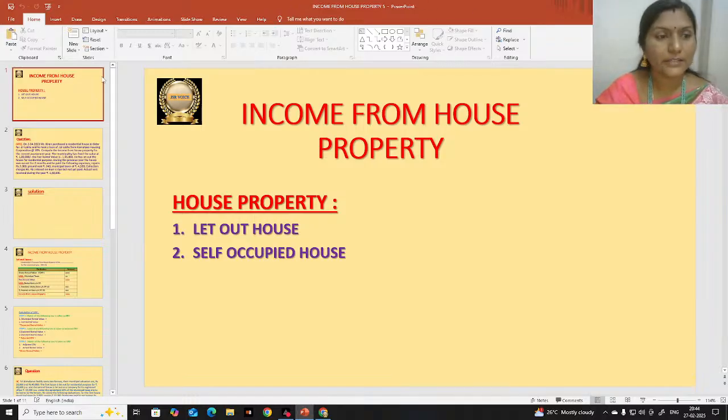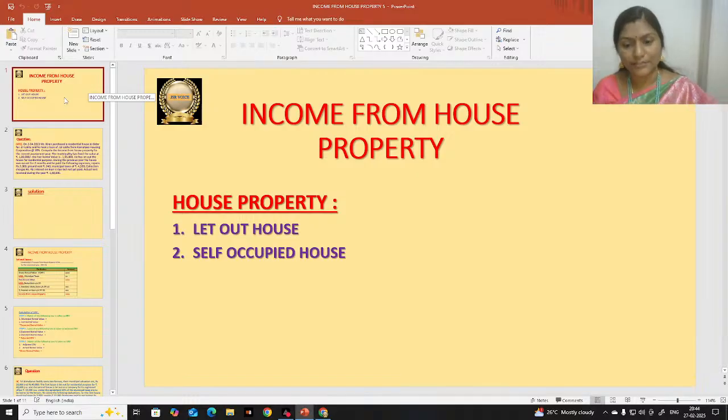So let me first discuss house property as an introduction, then we will go to the solution. Here we are going to discuss income from house property. This is a topic in income tax, and all BCOM students have to learn this topic because they are going to get an examination on it.